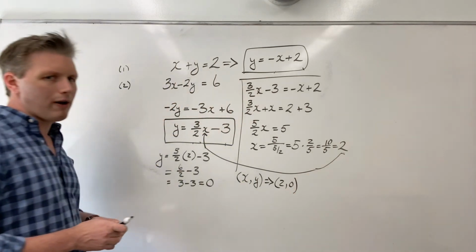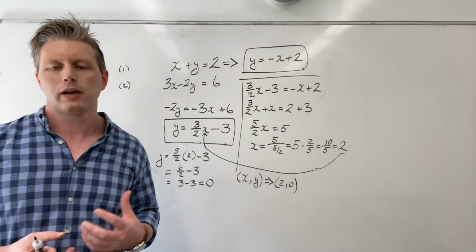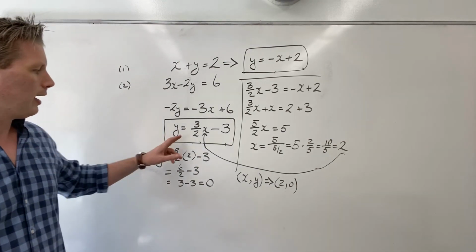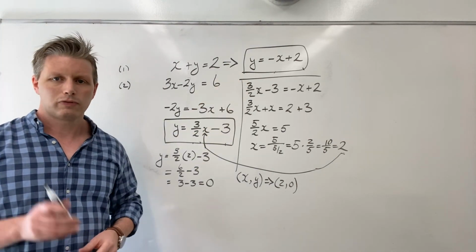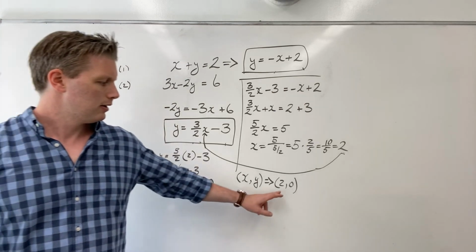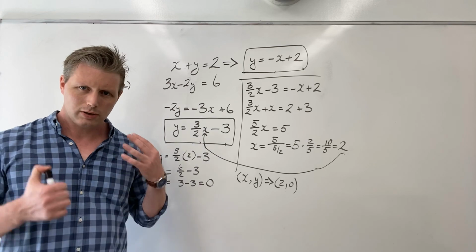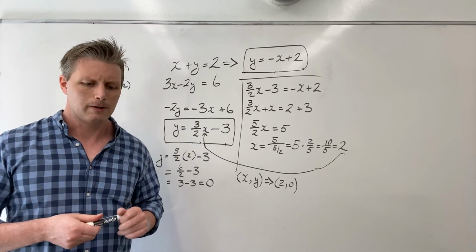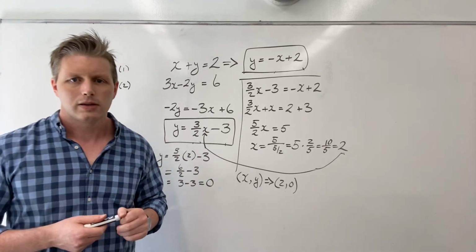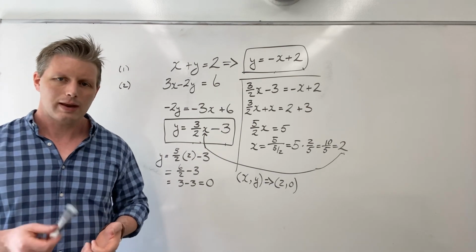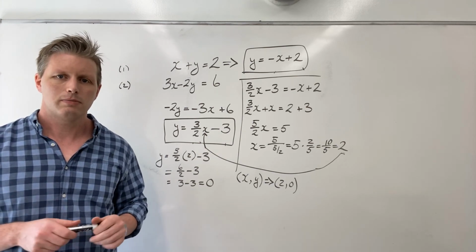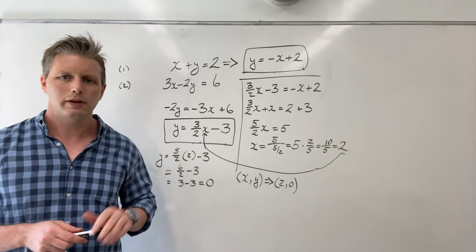And so if you were to graph these two lines, you take out your graphing calculator, for example, you would find that their point of intersection is at point 2, 0. That is the solution to those equations. That is the values of x and y that satisfy both of those equations. So that is how to solve a system of 2 linear equations.